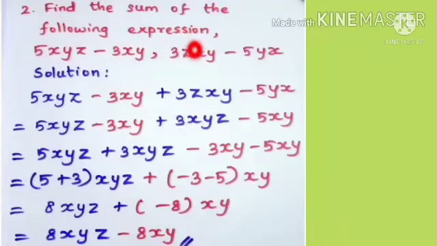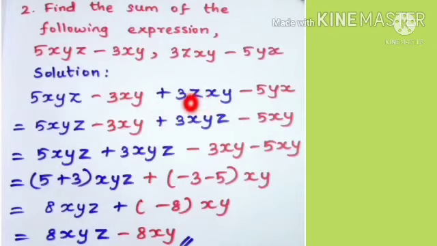Find the sum of the following expressions: 5xyz minus 3xy, and 3zxy minus 5yx. So now students, we are going to find the sum of the given expressions. Sum means that we have to add these two expressions. So that is 5xyz minus 3xy plus 3zxy minus 5yx. It means addition, so we are going to add these two expressions.